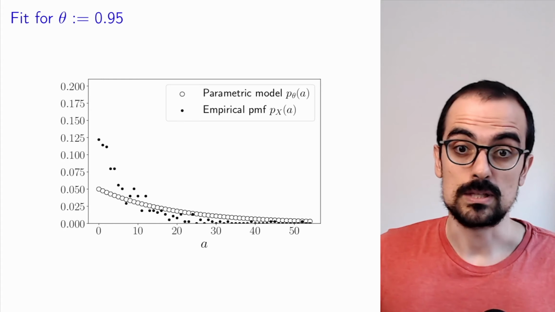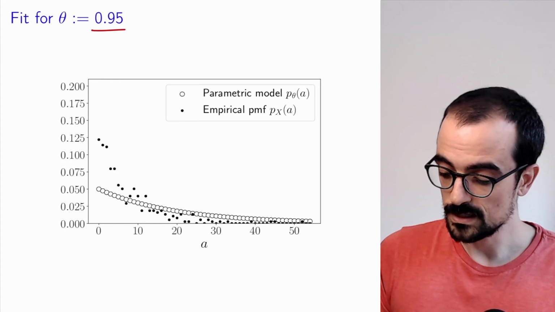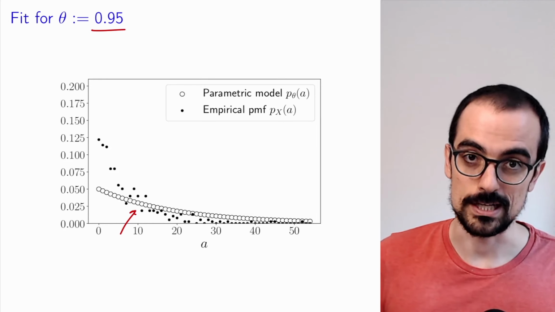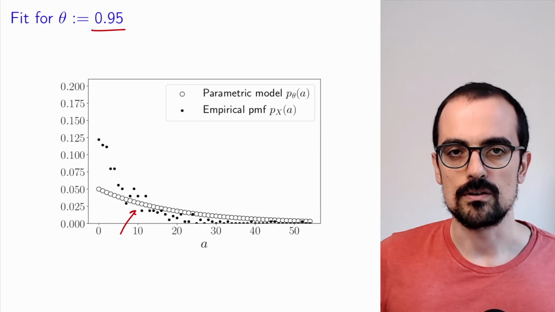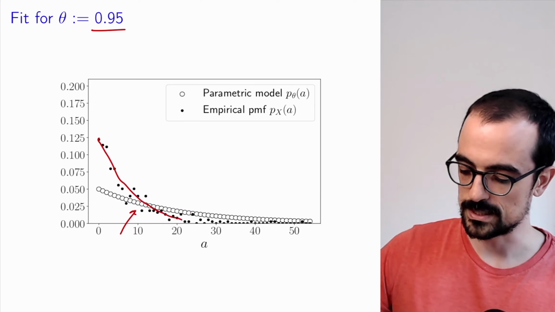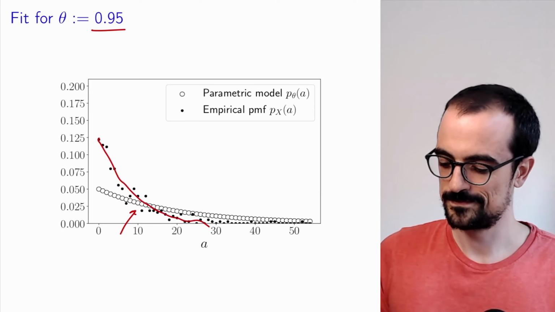Okay, and if you put another parameter, 0.95, again, here we see that this value of the parameter does not really correspond to the data. So how do we find a value of theta such that we fit the data hopefully as well as we can? Okay, we're going to see how to do this.